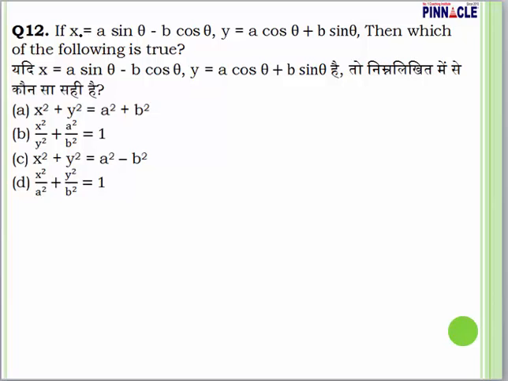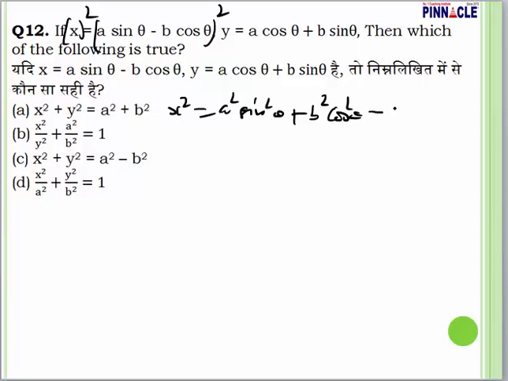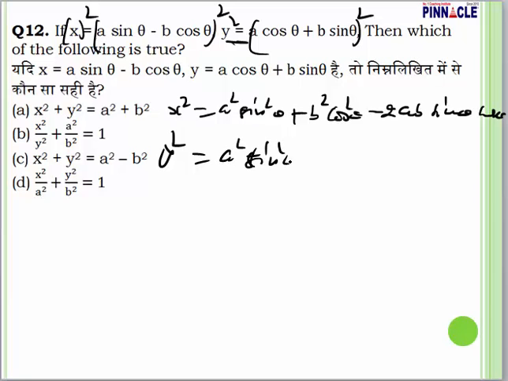Squaring on both sides, you will get x square equal to a square sin square theta plus b square cos square theta minus 2 a b sin theta cos theta. And squaring y, we will get a square cos square theta plus b square sin square theta plus 2 a b sin theta cos theta.